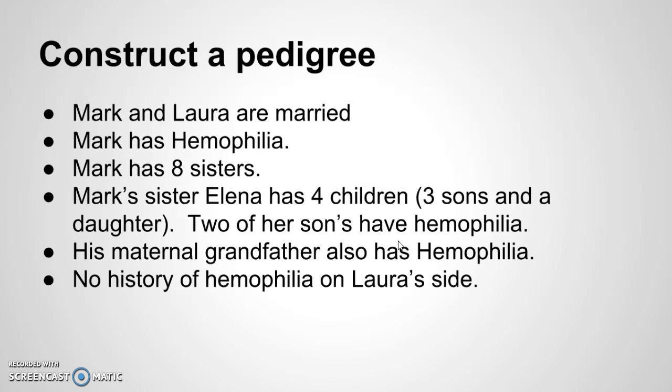Mark has 8 sisters. We don't know the birth order of any, so we're just going to draw his 8 sisters. And Mark's sister Elena has 4 children. She has 3 sons and a daughter, and 2 of her sons have hemophilia. We do not know the birth order here as well.